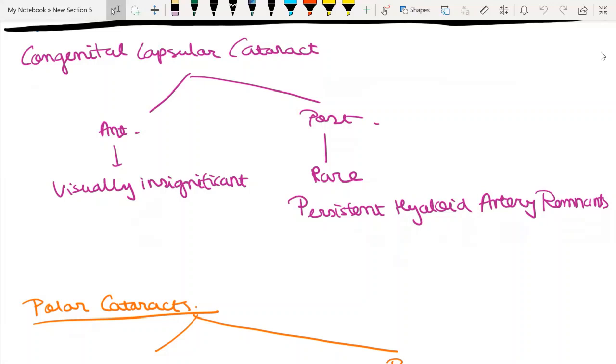For those who don't know what the hyaloid artery is, it is basically a manifestation in intrauterine life, and before birth this hyaloid artery degenerates ideally, but if there are remnants left, it can lead to congenital capsular cataract.